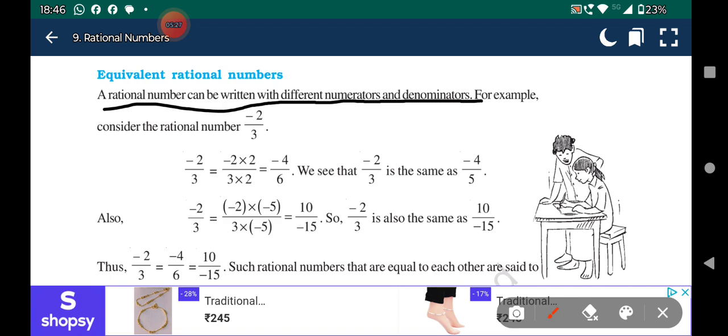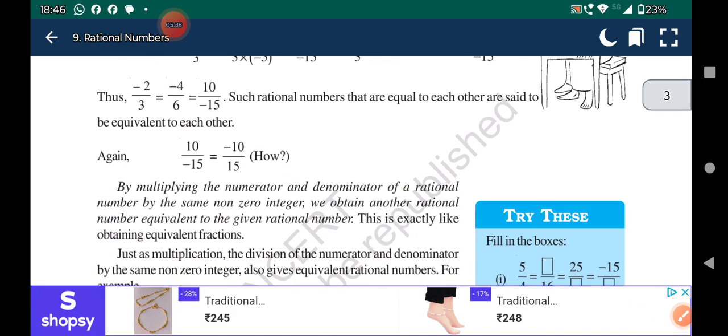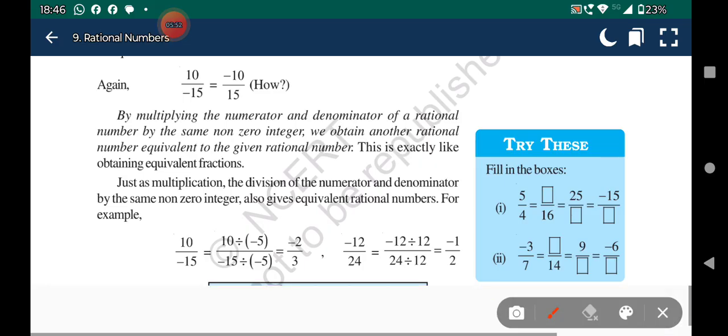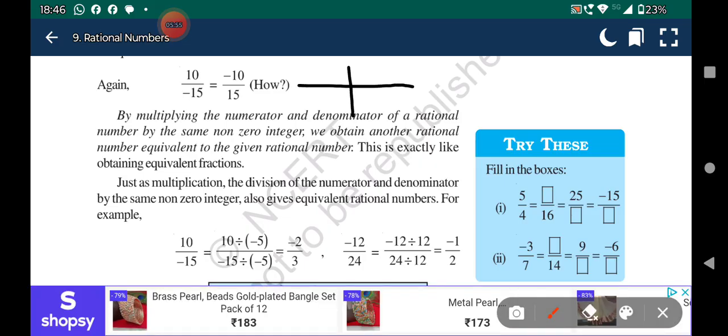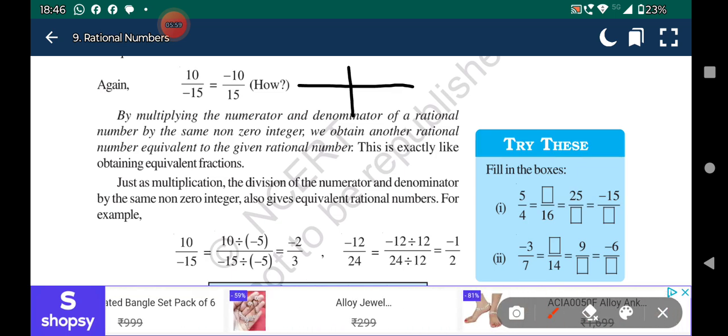Such rational numbers are equal to each other and are said to be equivalent to each other. Again, 10 by minus 15 equals minus 10 by 15. Can you see how? By multiplying the numerator and denominator of a rational number by the same non-zero integer, we obtain another rational number equivalent to the given rational number.